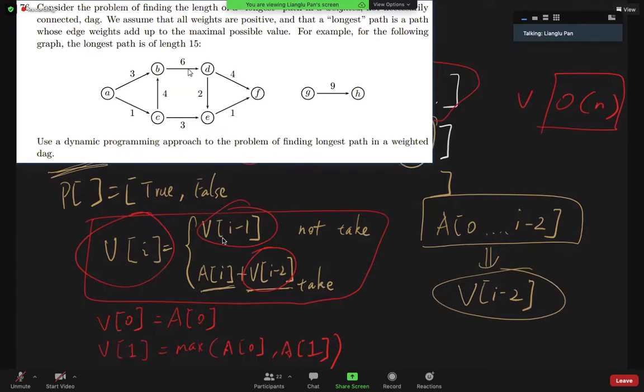For example, A to C, C to E, E to F. This is also a path, and the length would be, in this case, 1 plus 3 plus 1, giving us 5. And there are also other paths here. And the question here is, how do we find the longest path, which means a path having the largest length?